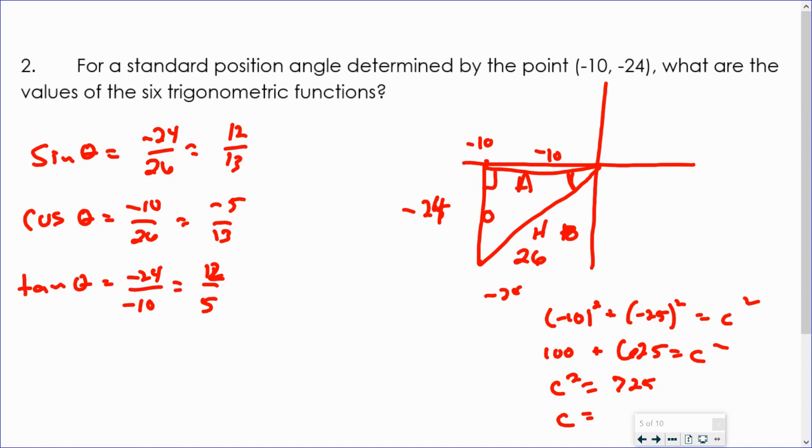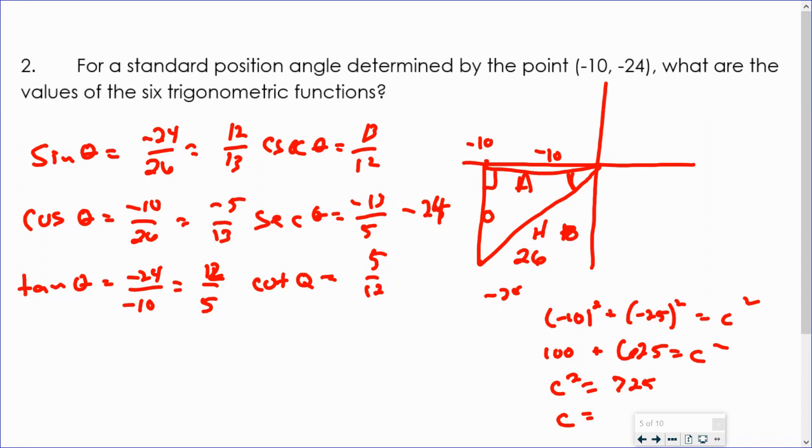Now, after I get those, the cosecant of theta is equal to 13 over 12. The secant of theta is equal to negative 13 over 5. And the cotangent of theta is equal to 5 over 12. Okay, the whole thing comes down to, in my opinion, my drawing and the big 3.